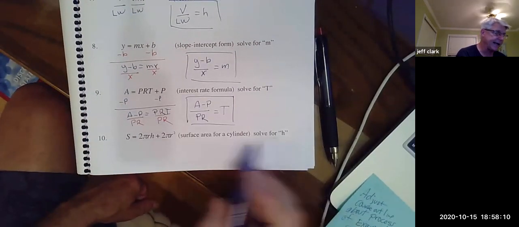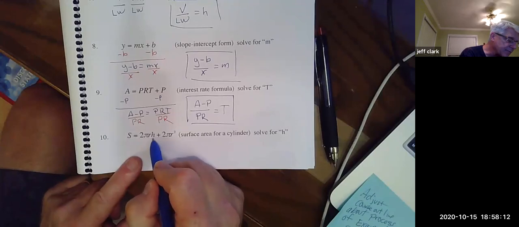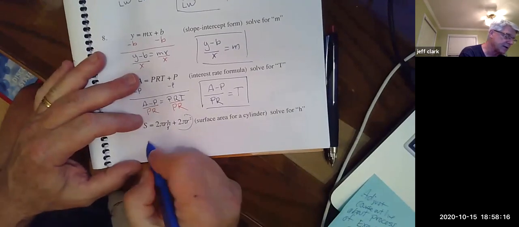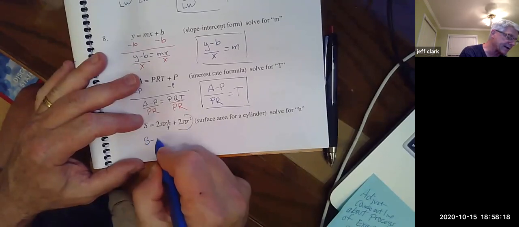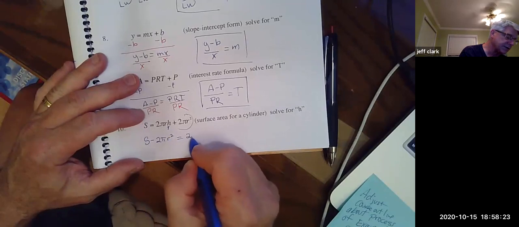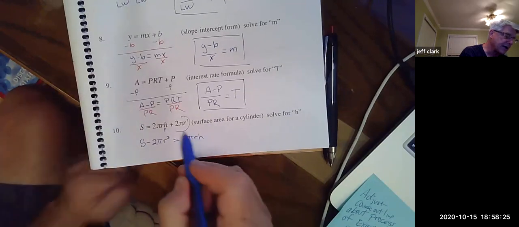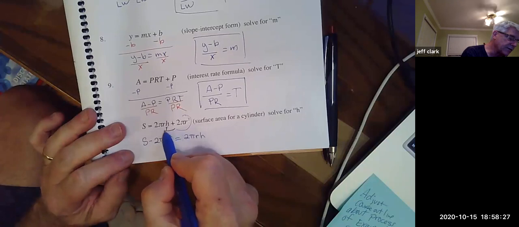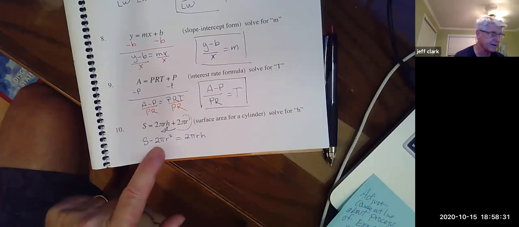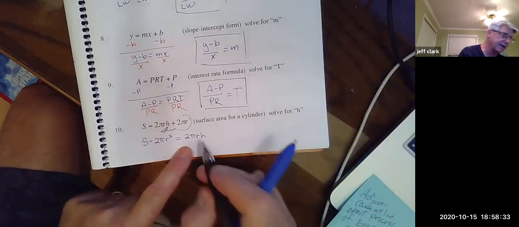And finally, I want to get the h by itself. So that's right there. I'm going to move this first. So it looks like s subtract 2 pi r squared equals 2 pi rh. I just moved this over to the left-hand side by subtracting. That's why it's subtract. And now I'll divide everything through.